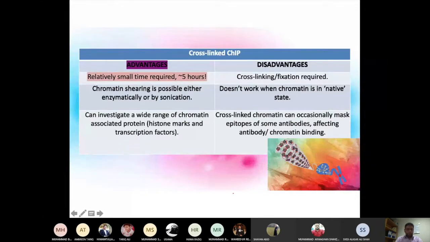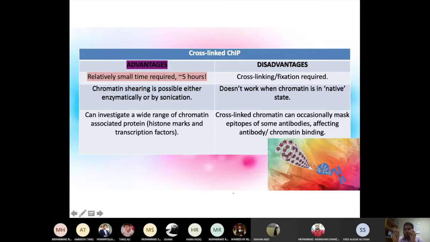The advantages of the technique are these. It normally requires a small amount of time. It is not as long a process as native ChIP, so you might require only 5 hours. Chromatin shearing is possible through sonication or mechanical means, unlike NChIP. Similarly, it can investigate a wide range of chromatin-associated proteins, even those present in small quantities. For example, transcription factors and other modifying enzymes could be targeted through this.